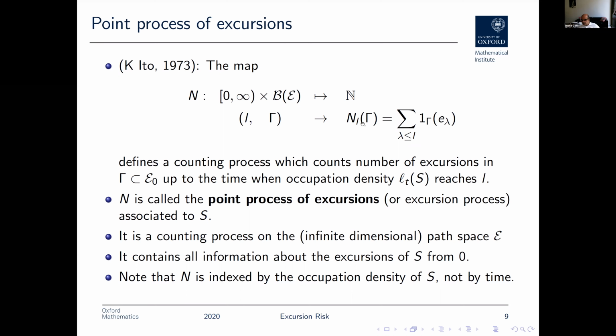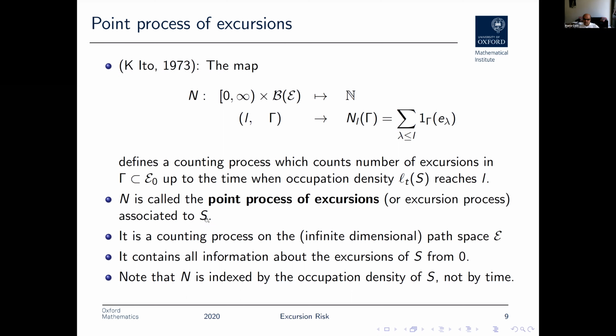So number of excursions of type gamma. Okay. And this defines a counting process. It counts the number of excursions of a certain type, type meaning a subset of the space of excursions. And Ito called this the point process of excursions, or the excursion process associated to S.